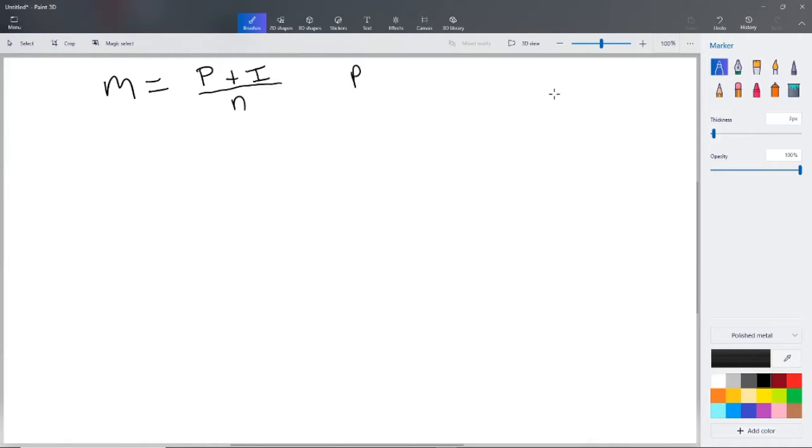So P is the start again, as we saw in our last section. I is the interest, as in the amount of interest. And finally, N is the number of payments.